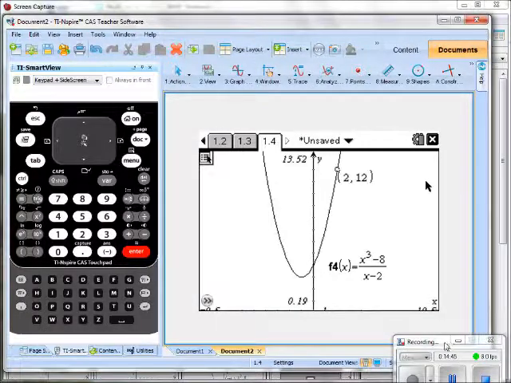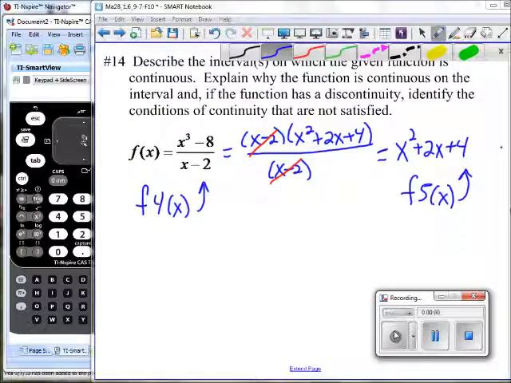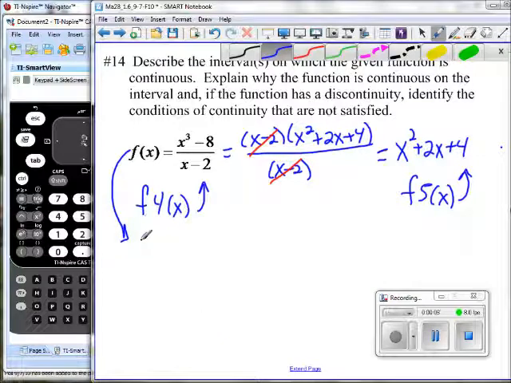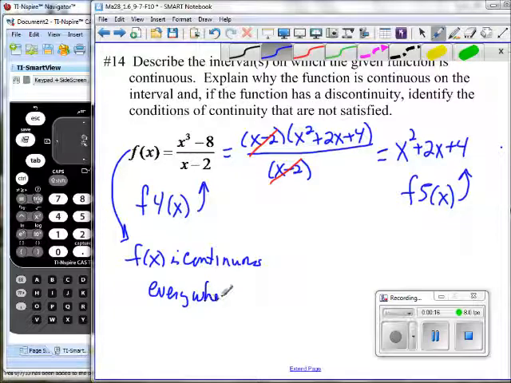Okay. We're going to say that f of x is continuous everywhere except where? x equals 2. Okay.